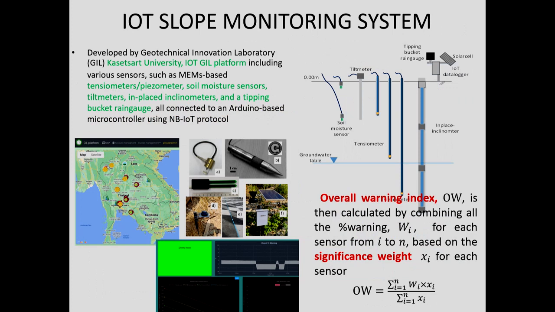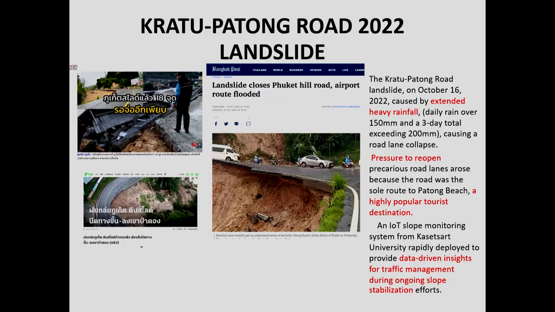These are some of the examples that we developed in Thailand. It's a tensiometer, piezometer, soil moisture and inclinometer, and we try to combine all these measurements and come up with an overall warning index. Just to showcase this, there was an event in Phuket, a landslide last year that greatly affected the main route.